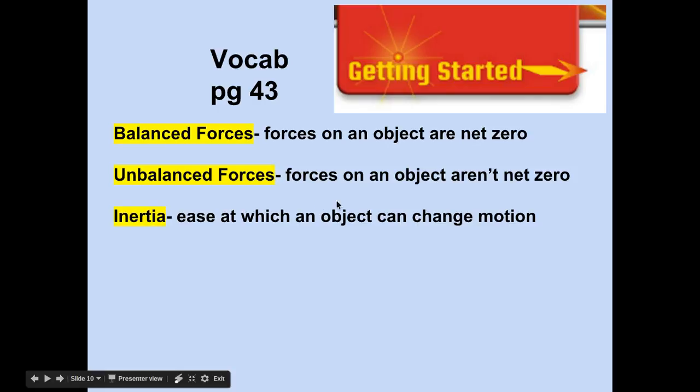Unbalanced forces are when those forces on an object are not 0. So if you're pushing with a large force from the left and a small force from the right, that would be unbalanced and that would cause the object to move. And finally, inertia. The best way I can explain inertia is you wonder why offensive linemen in the NFL are 320 pounds and getting bigger all the time. It's because their job is to not move, to absorb the impact from the defense. An offensive lineman has a large amount of inertia, which is the ease at which an object can move. The larger an object is, the more difficult it is to move that object.